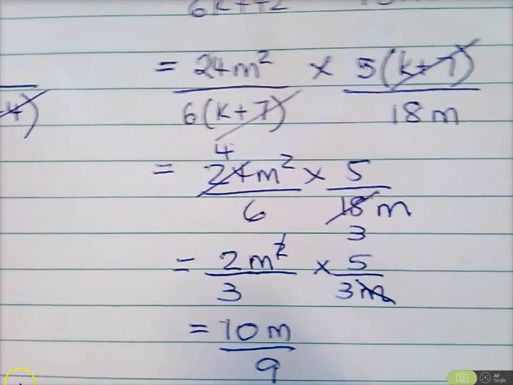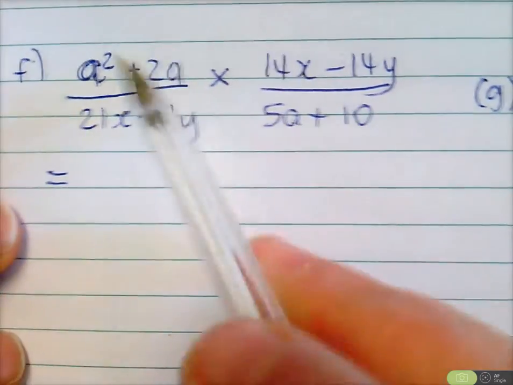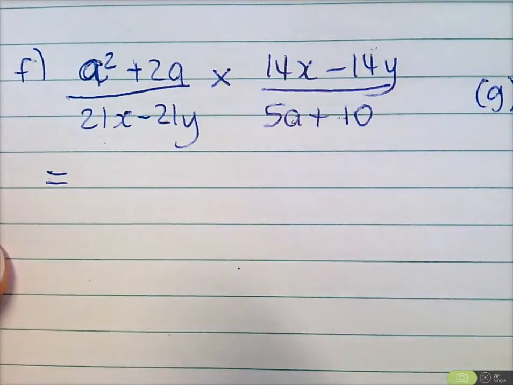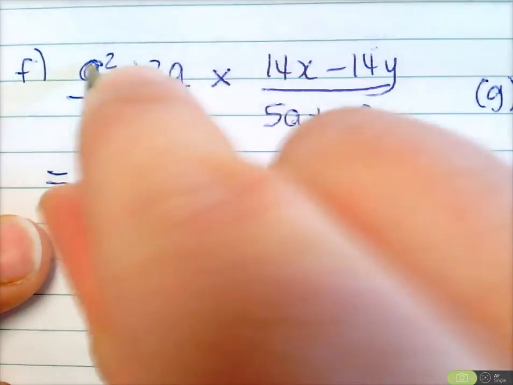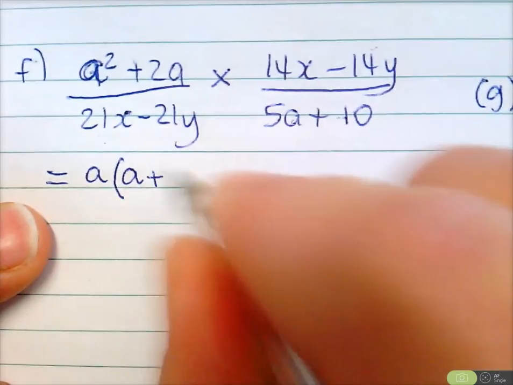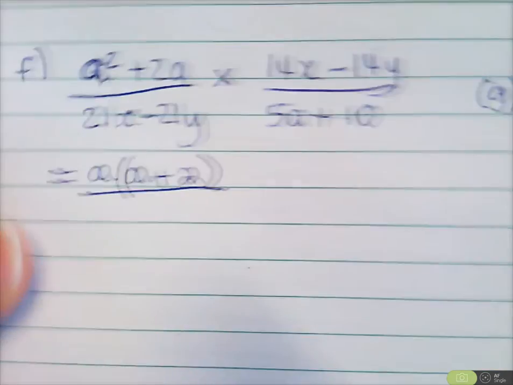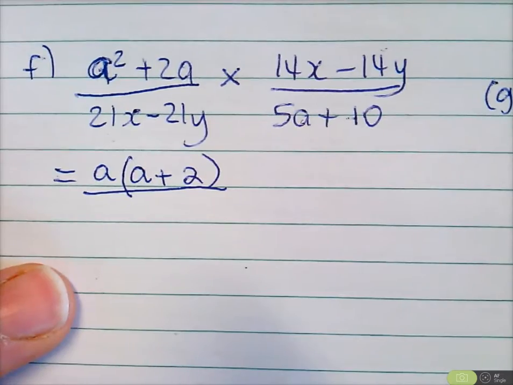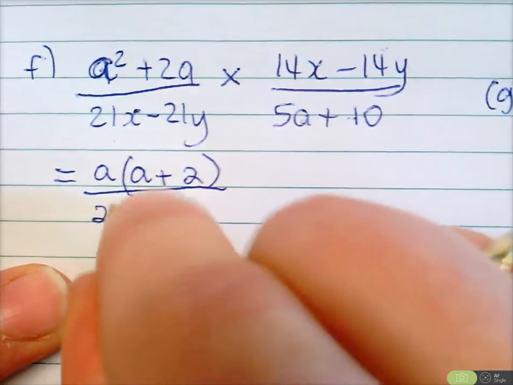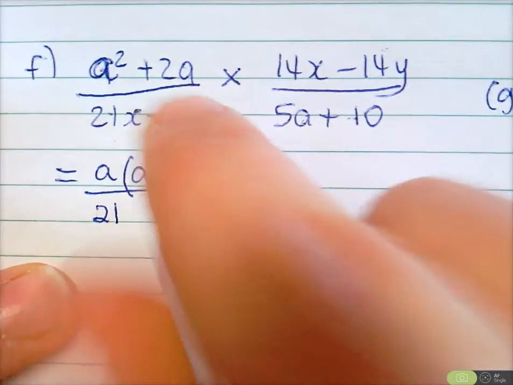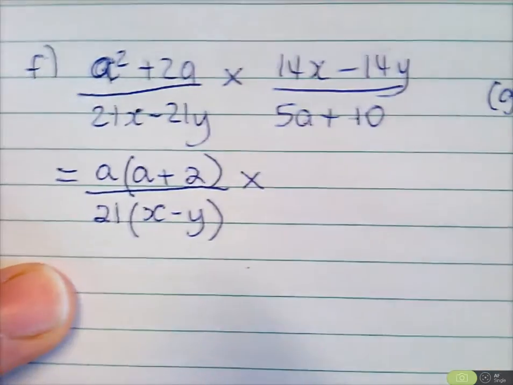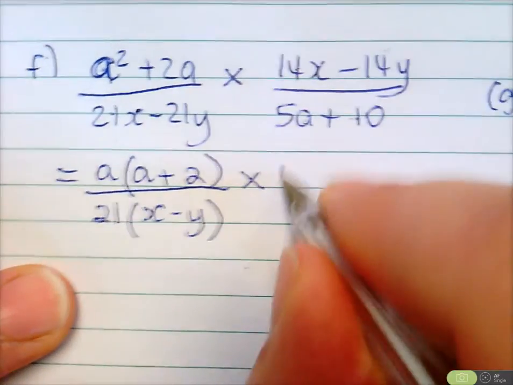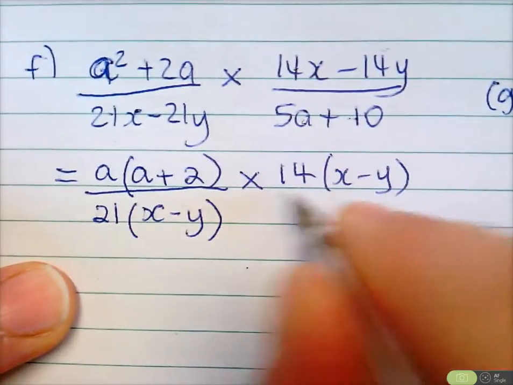All right? Another homework problem, question 8F. So we need to factorise each of these 4 expressions. They can all be factorised. So what can come out of the first one? What's the highest common factor? A bracket a plus 2. Right, the denominator. What can come out? 21. 21 goes into 21 and 21. Bracket x minus y times highest common factor 14, x minus y. It's looking good.